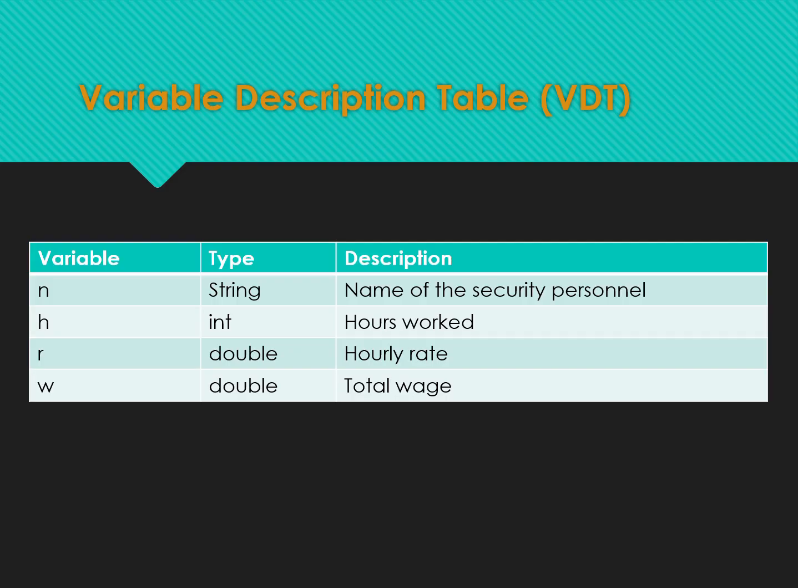4. Finally, we have w, which stores the final wage calculated after applying all conditions. This is also of data type double, because the result will most likely be a monetary amount that requires decimal precision, like 7,750 rupees. Together, these four variables, n, h, r, and w, are the building blocks of the security class. Understanding them properly helps in writing correct logic, preventing type errors, and organizing your code better. Always remember, choosing the right data type for each variable is an important step in program design.